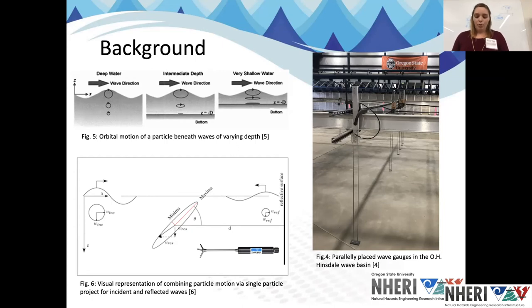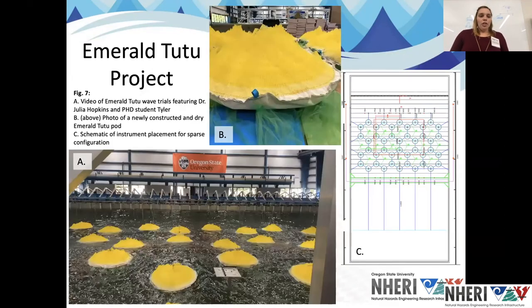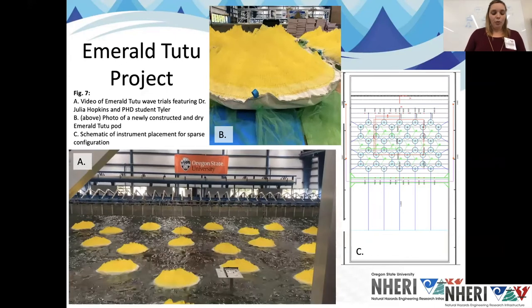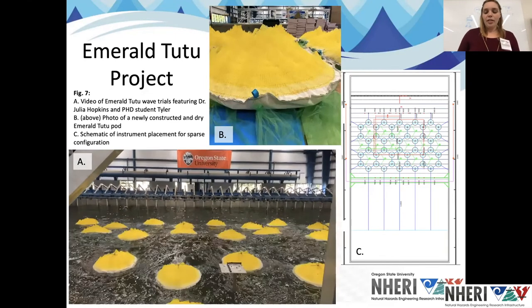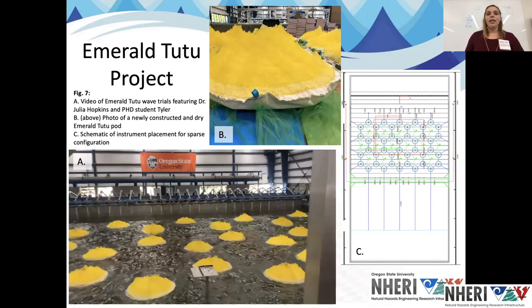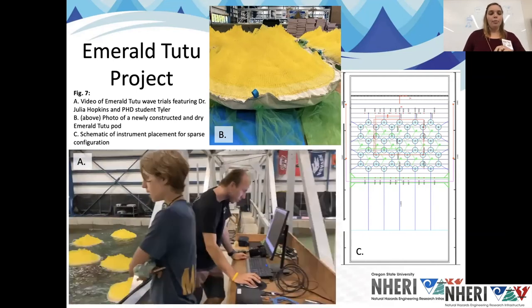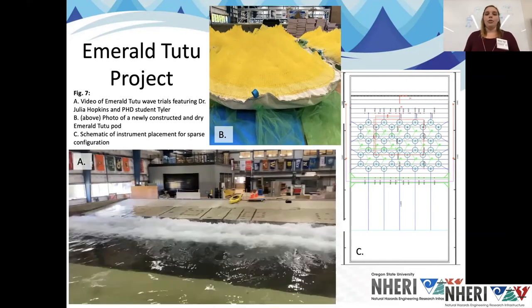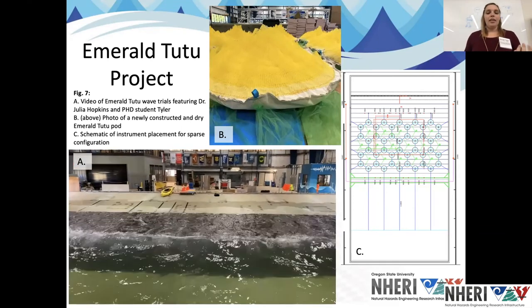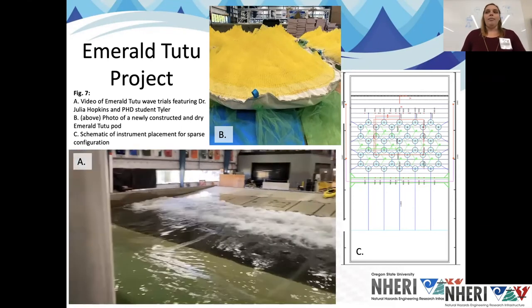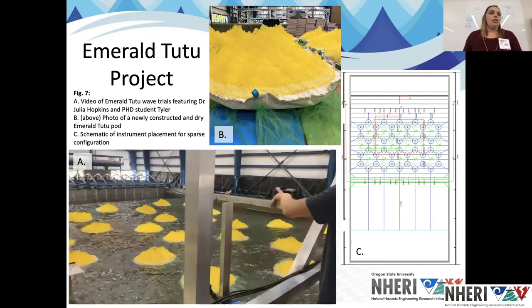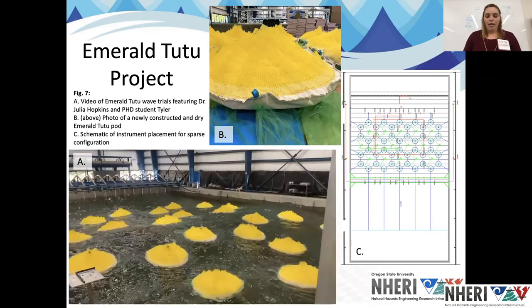And both of these experiments were for the purpose of wave dampening for near shore protection. So the first project that I looked at was the Emerald Tutu project. This team was studying interconnected floating pods made from geosynthetic material and simulated plant life. So the yellow stuff that you see on top there would be simulated grass or natural fibers of some kind. And then the green stuff on the bottom would be like any kind of barnacles or algae or seaweed or anything that grows off of there.